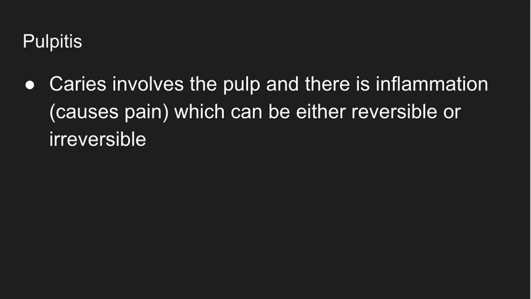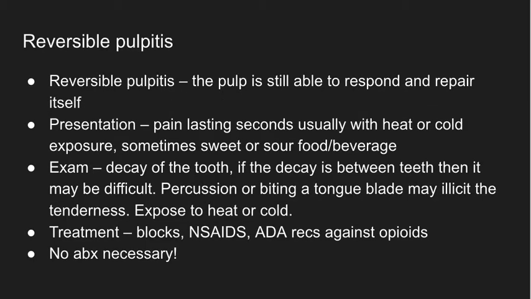Pulpitis is something that happens when the caries get down to the pulp and there's inflammation of the pulp causing pain, which can be either reversible or irreversible damage. In reversible pulpitis, the pulp is still able to respond and repair itself. The presentation is pain that lasts for seconds, usually with heat or cold exposure, sometimes sweet or sour. So you'll get somebody saying, every time I drink something cold, I get a sharp pain that lasts briefly and then goes away.